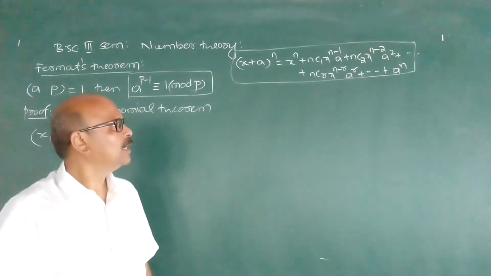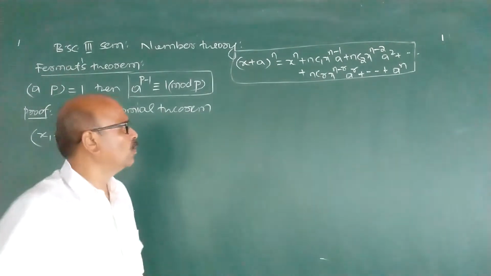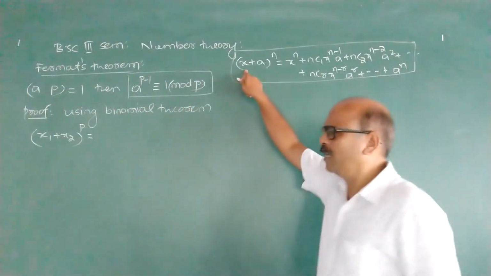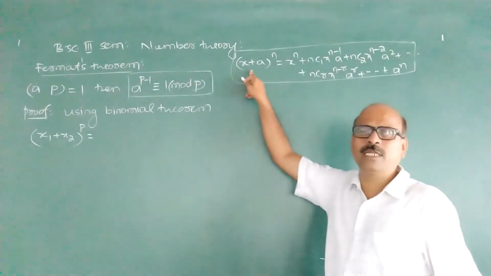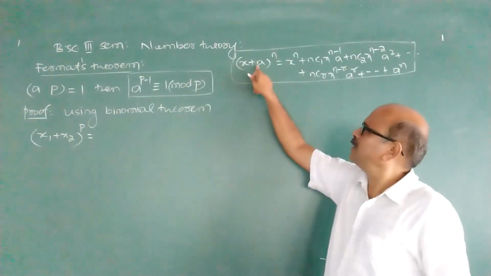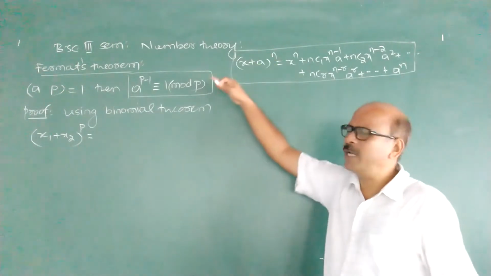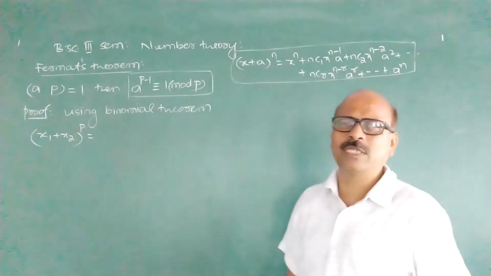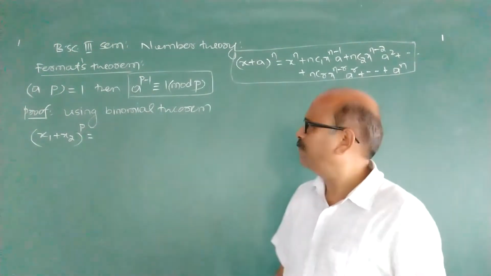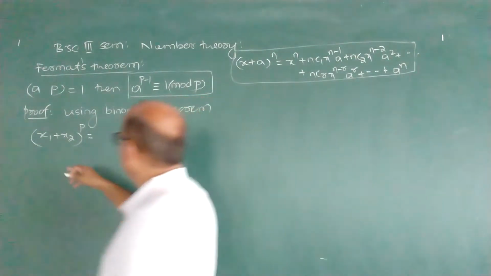This is the binomial theorem. Here nC1, nC2, etc., are called binomial coefficients. The binomial theorem gives the rule to expand a binomial, that is, an expression containing two terms, x plus a, raised to n. Newton gave the proof of this theorem. Now I apply this theorem here.